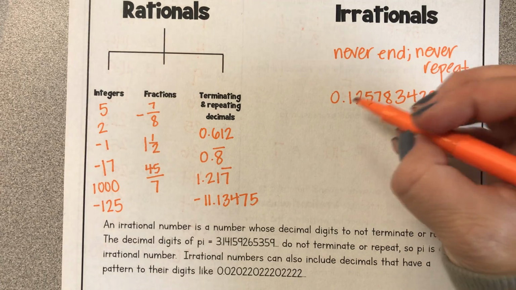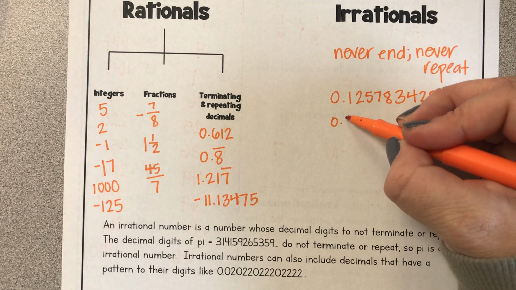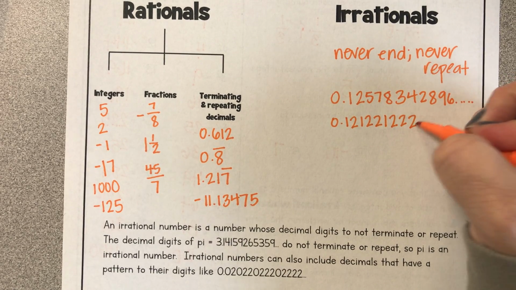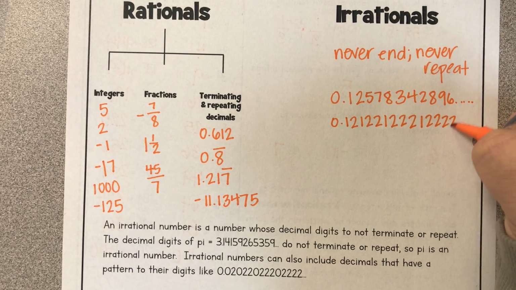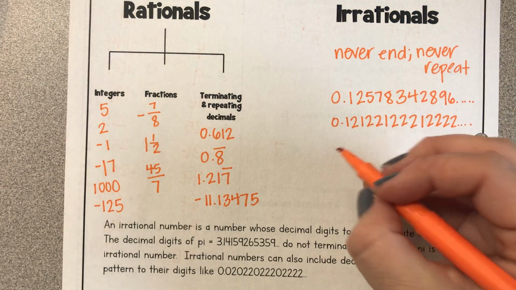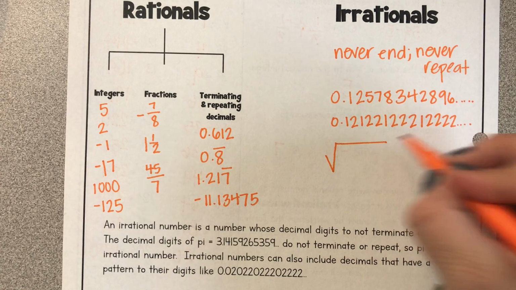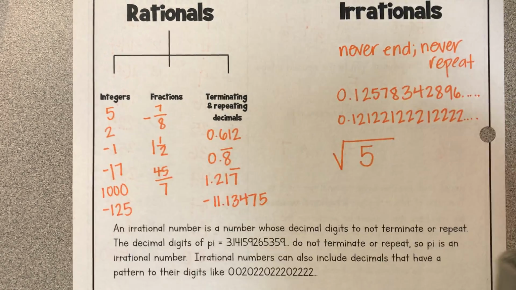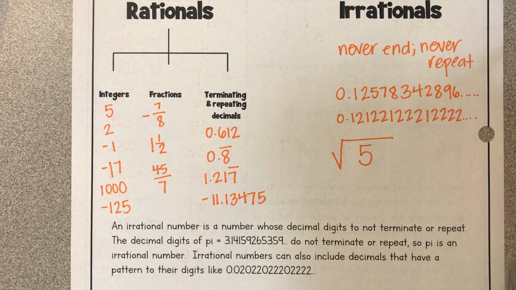Okay, sometimes irrational numbers look like 1, 2, 1, 2, 2, 1, 2, 2, 2, 1, 2, 2, 2, 2. You can see there's a pattern, but it's still never ending and it's never repeating. So there's a ton of irrational numbers, and we see them a lot when it's a square root of a non-perfect square. So for example, the square root of 5. Is there a number that times itself gives us 5?